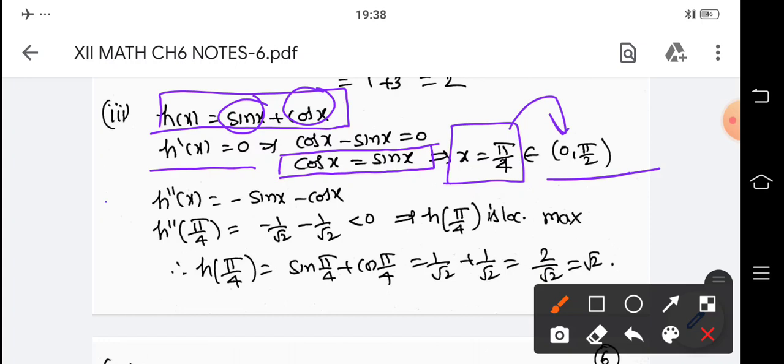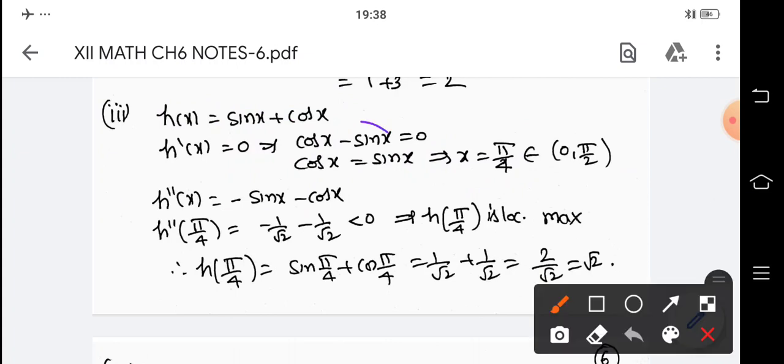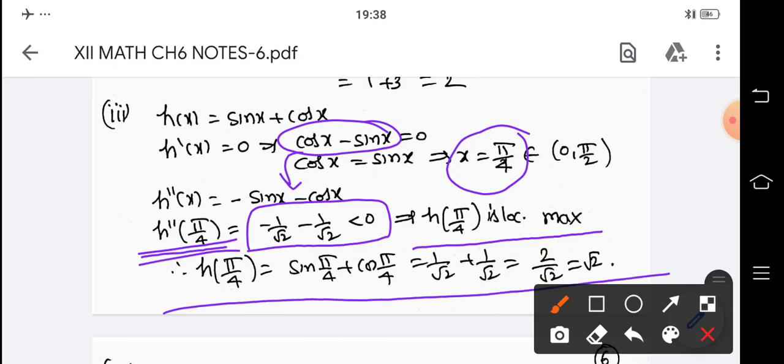So now the double derivative: h double dash of x is equal to minus sin x minus cos x, because this is the first derivative. The derivative of it is minus sin x minus cos x. The h double dash of pi by 4, because the critical point we got is x is equal to pi by 4. Substitute x is equal to pi by 4 in the second derivative to do the second derivative test. Minus 1 by root 2 minus 1 by root 2 is always less than 0. That means second derivative less than 0, so h of pi by 4 is a local maximum. So find h of pi by 4 and simplify, you get like this.